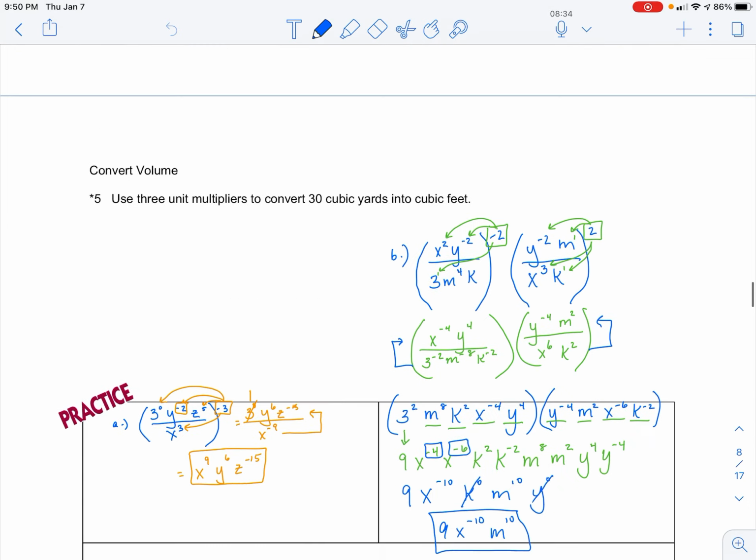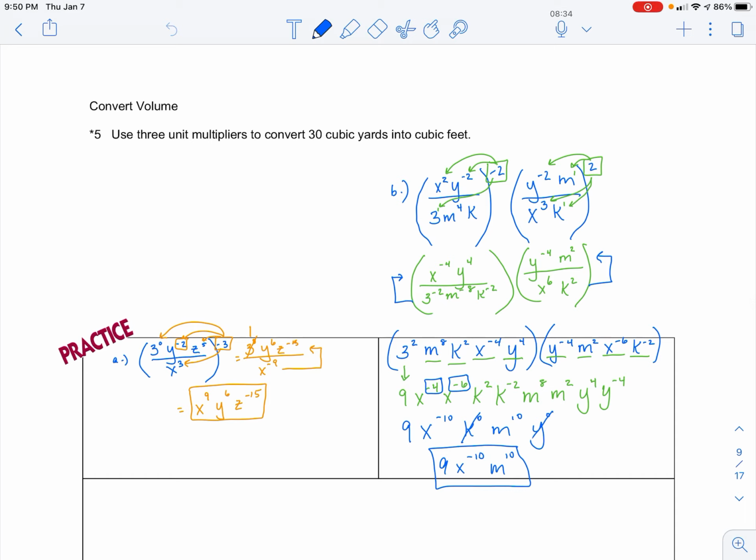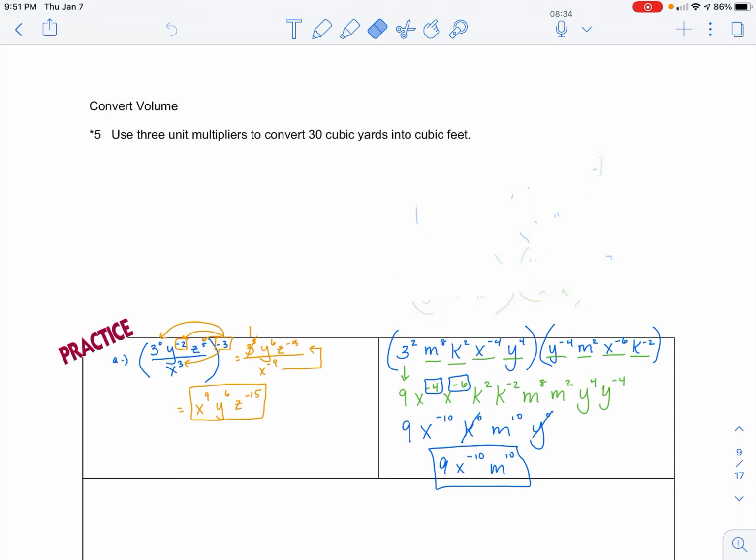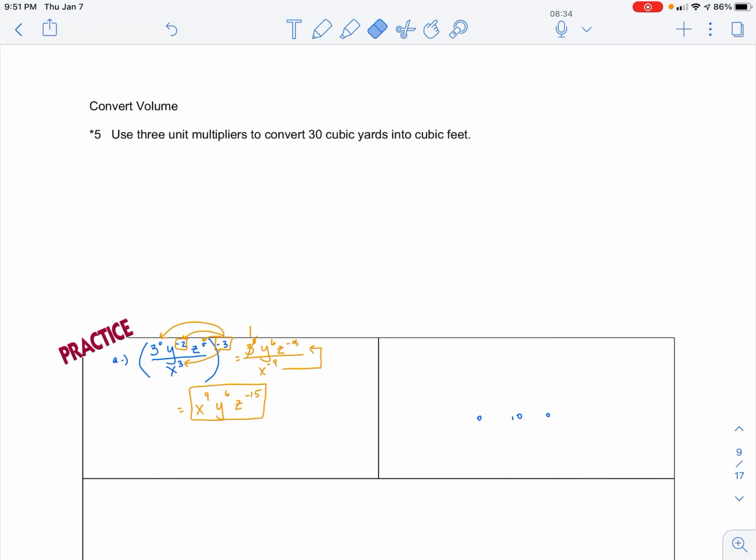Okay, so let's go to our notes right here. It's on the back. You'll have to flip the page over to get to the volume section here. And if you don't mind, I'm going to go ahead and just erase all of this. You should already have that in your notes now. I'm erasing it because I need that space up here. Okay, so we're going to use 3 unit multipliers. I'm looking at number 5 here: use 3 unit multipliers to convert 30 cubic yards into cubic feet.